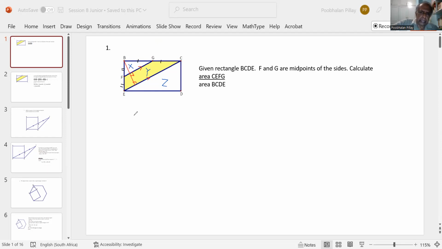Now, the area X itself is equal to the area of the white triangle, which is half base. And the base here is FG. And the height, let's call this height here H. This red part here, let's call it H. So X is equal to half FG times H. Okay.